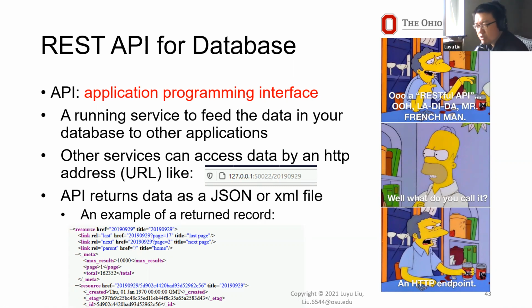So an API basically returns data as JSON or XML files. Here is an example of the returned records. We can actually see this later. The idea is that you want to feed the contents in your database to the outside world and expose them for other people, or yourself, to use for different purposes. And a lot of times it is very necessary.